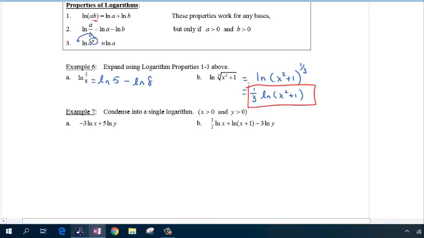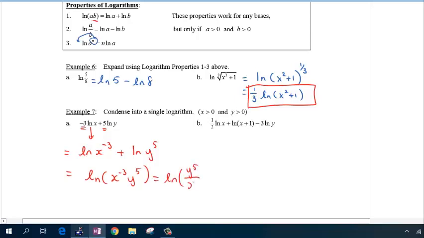Condensing to a single logarithm. Be careful with these coefficients in front. You cannot condense them yet until they are removed. So I would say let's rewrite that as ln x to the negative 3 plus ln y to the power 5. And now once we have this ln of something plus ln of something, we can combine them together by multiplying those two things. And that would be fine. If you like positive exponents, then this is also fine.